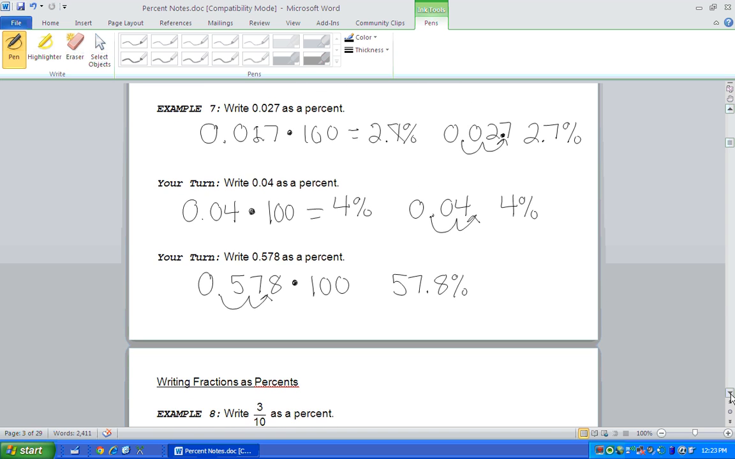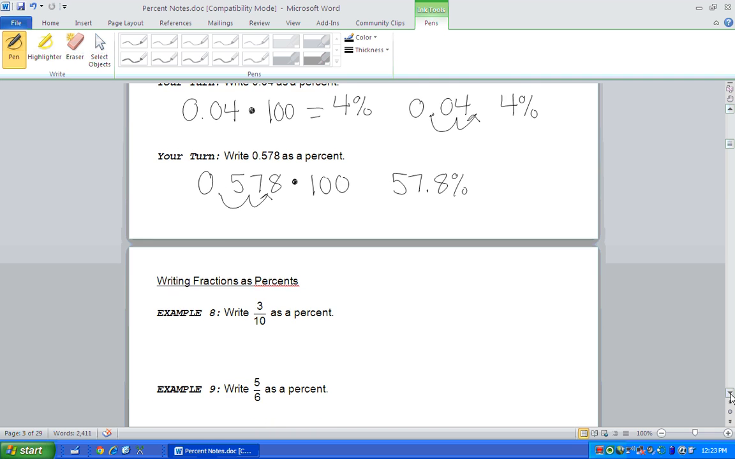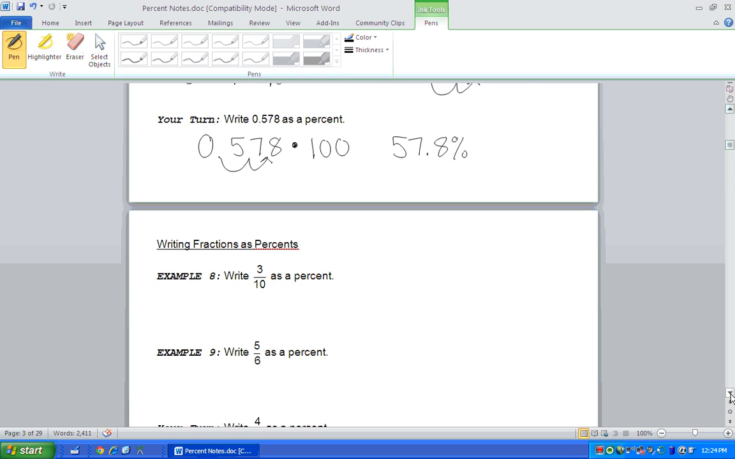Our last section is changing fractions to percents. So you have two options for this as well. You can either find the denominator of 100, because remember percent is out of 100. So to do that, we would multiply the numerator and the denominator by 10 to get 30/100ths. So that would be 30%.